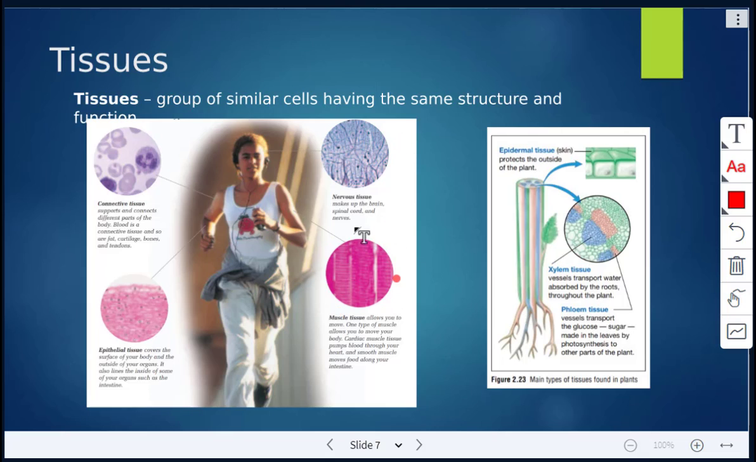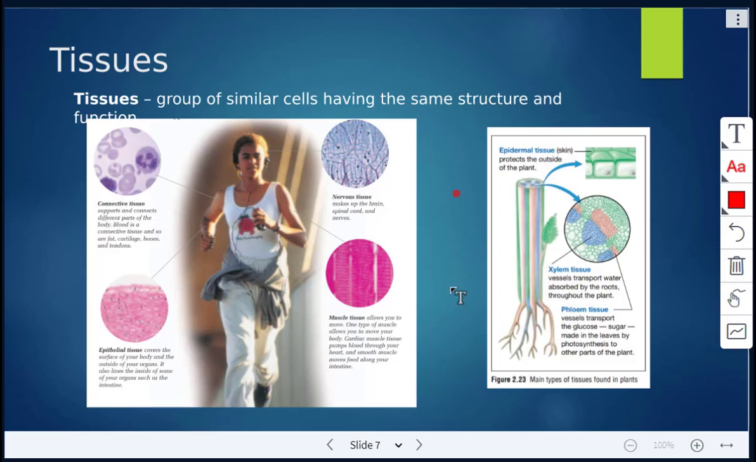And then we have muscle tissue. That's what allows us to move. There's one type of muscle tissue that allows us to move our body. Then we have cardiac muscle tissue. That's specifically for the heart, which allows the pumping of the blood through the heart. And then we have smooth muscle, which moves food along our digestive tract and our intestines. All right, so three different types of muscle tissue: skeletal muscle, that allows us to move our body, the cardiac for the heart, and then the smooth muscle found in our digestive tract and our intestines.